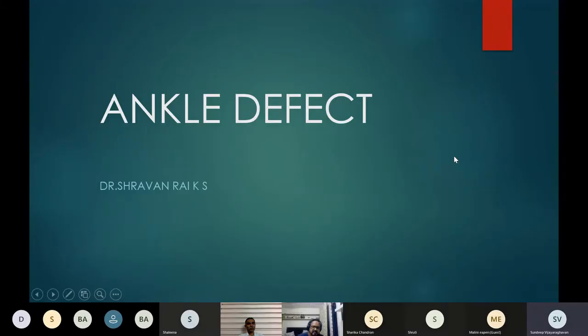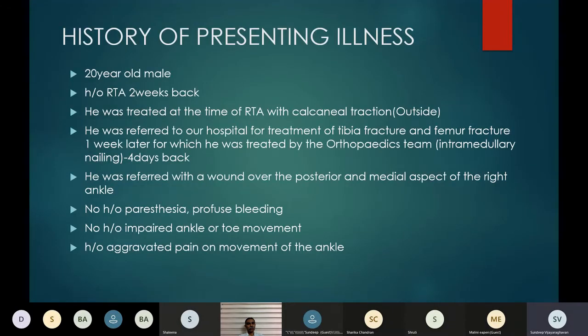So today I'll be presenting a case of a patient with an ankle defect. It's a case of a 20-year-old male who had a history of RTA 2 weeks back. He was initially treated at the time of the RTA at a local hospital, where he was diagnosed to have a tibia and a femur fracture.